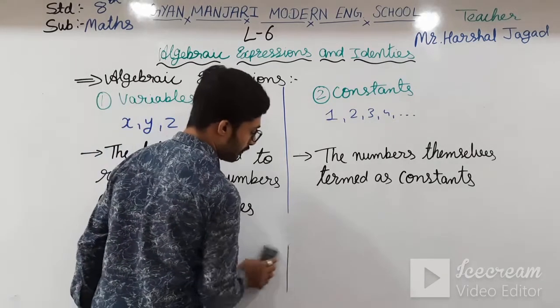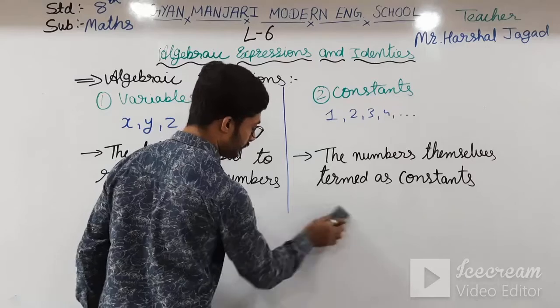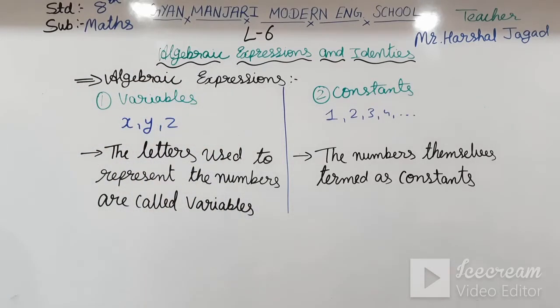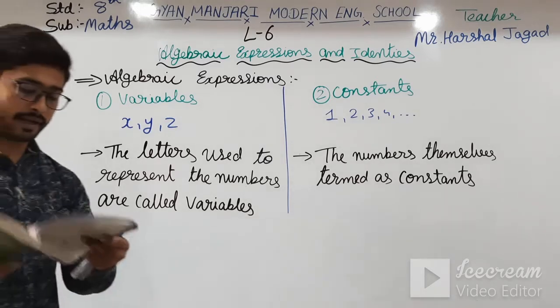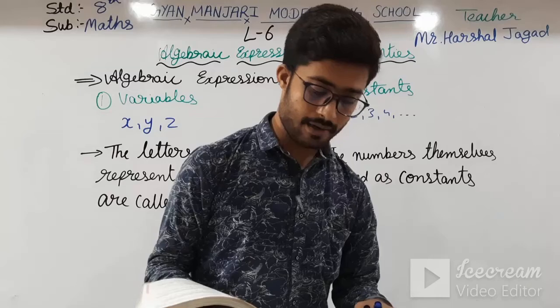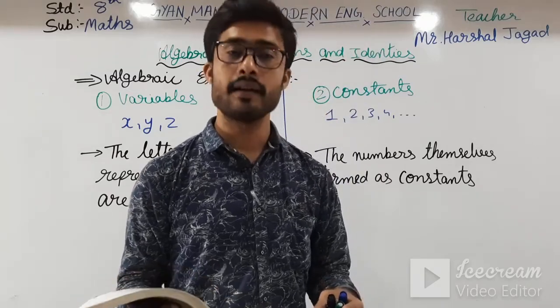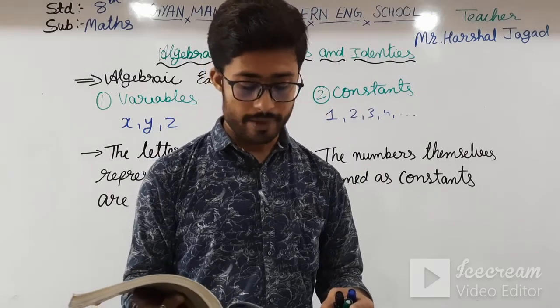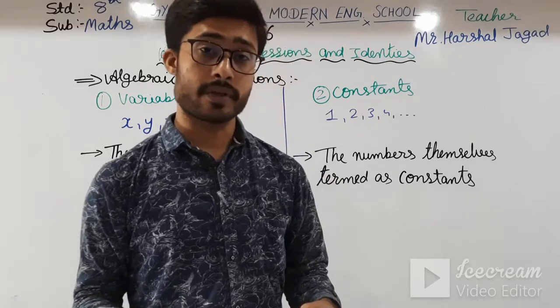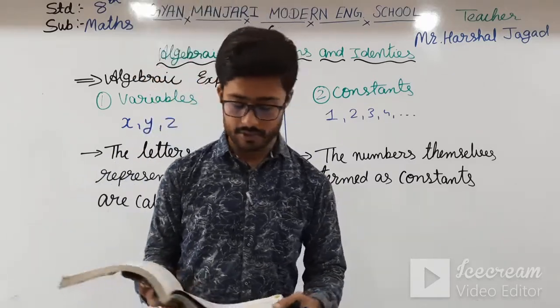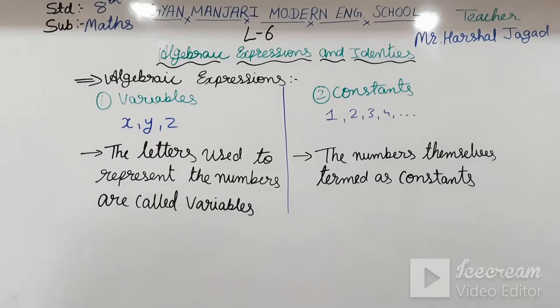I am writing some of the examples of your textbook over here, with variables and constants. See here, in the second paragraph: algebraic expressions are formed by combining variables and constants using the operations called addition, subtraction, division and multiplication. Okay students, so I am writing some of the examples over here.